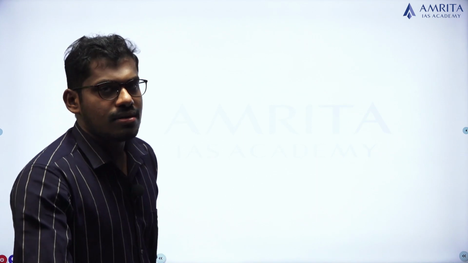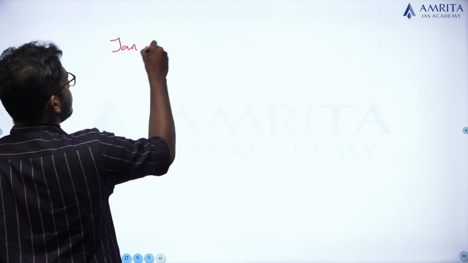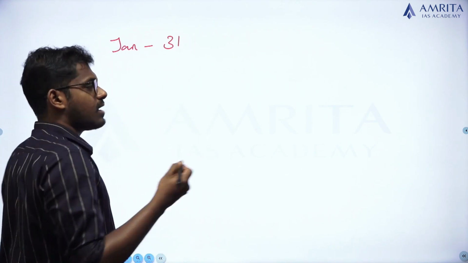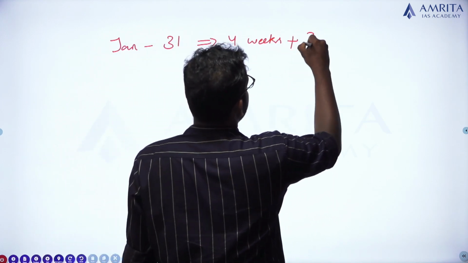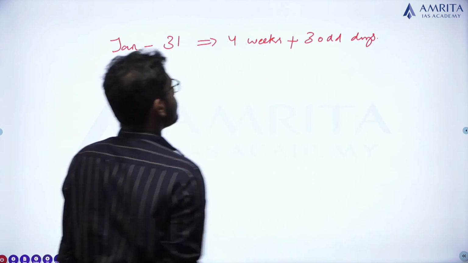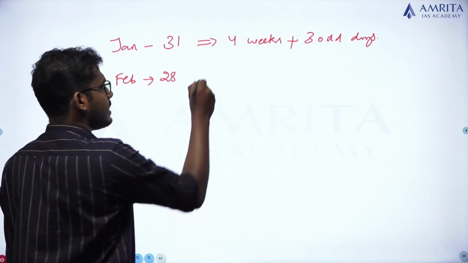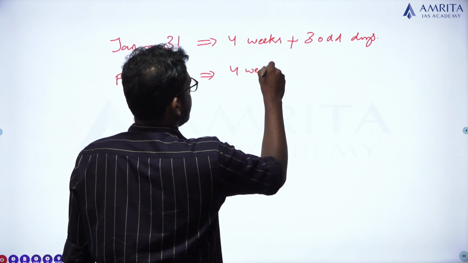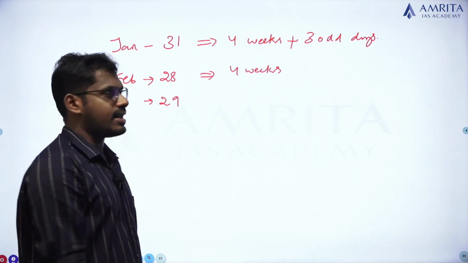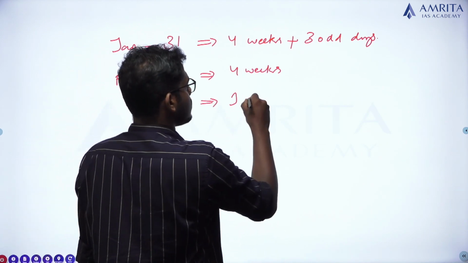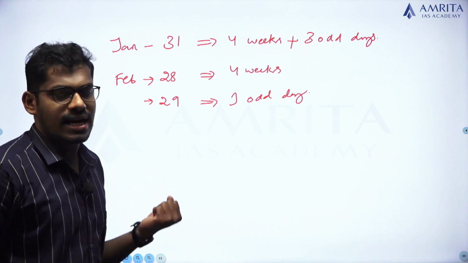See, every month contains certain odd days. For example, January has 31 days. 31 days implies 4 weeks plus 3 odd days. Clear? Then February, if it's an ordinary year, has 28 days. So it has 4 weeks only without any odd day. But if it is a leap year, it has 29 days. 29 days implies 4 weeks plus 1 odd day. Clear? Okay, so the month of Jan contains 3 odd days.